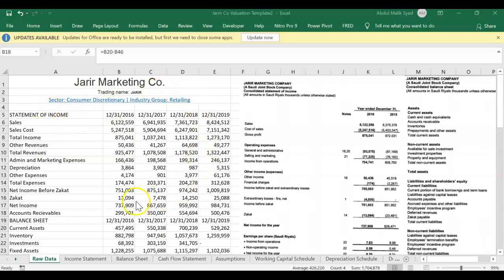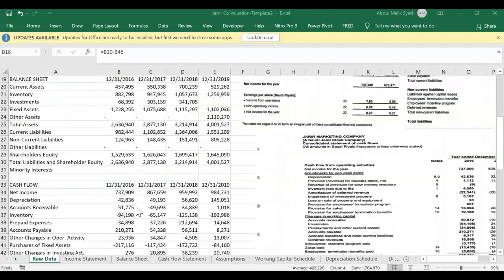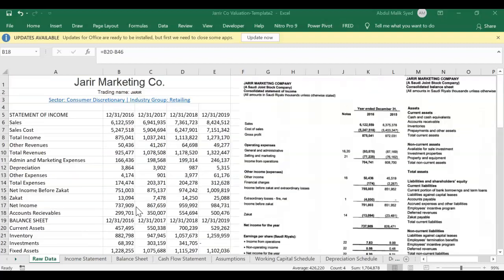I got this data from the Tadawul website: the statement of income, the cash flow, and the balance sheet. Now you also have the annual reports, which are also taken from the Tadawul website, just to cross-verify that the figures we got from Tadawul are accurate. These are the actual financial statements of the Jarrir Marketing Company, so you can compare and see how it is.